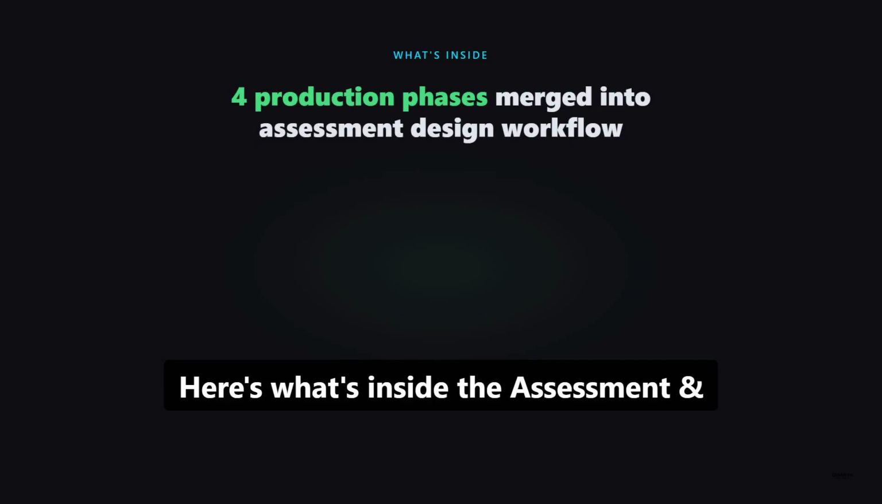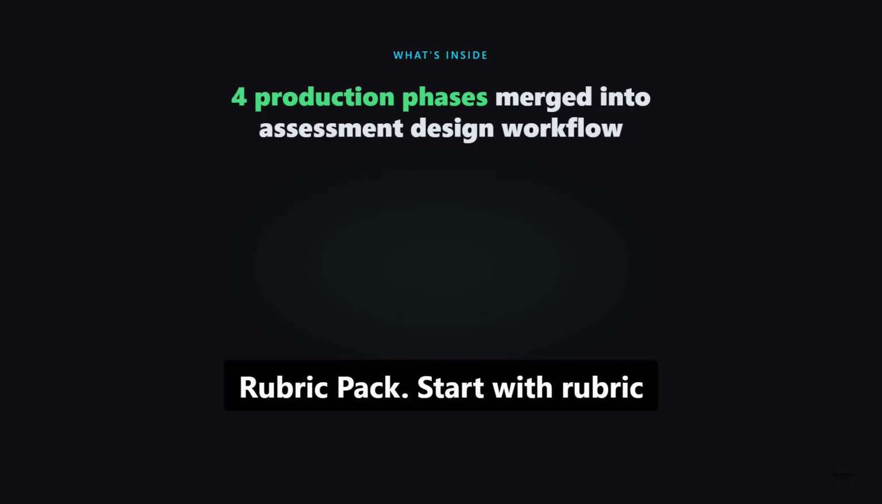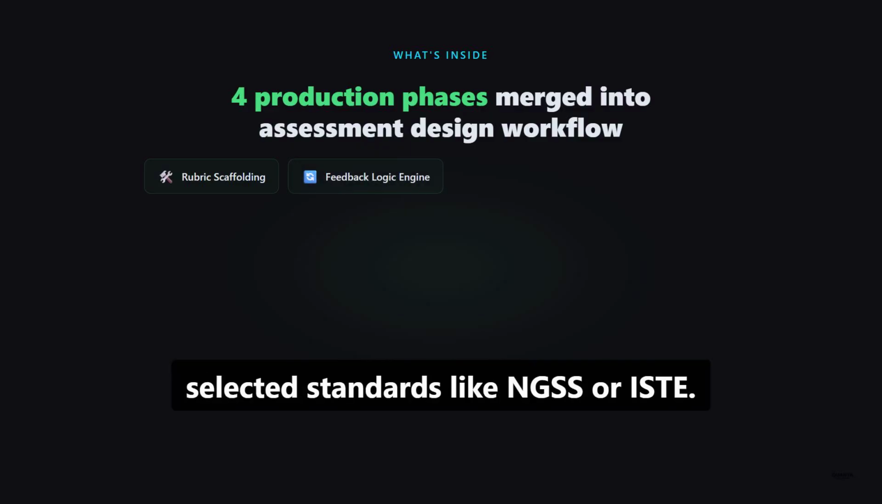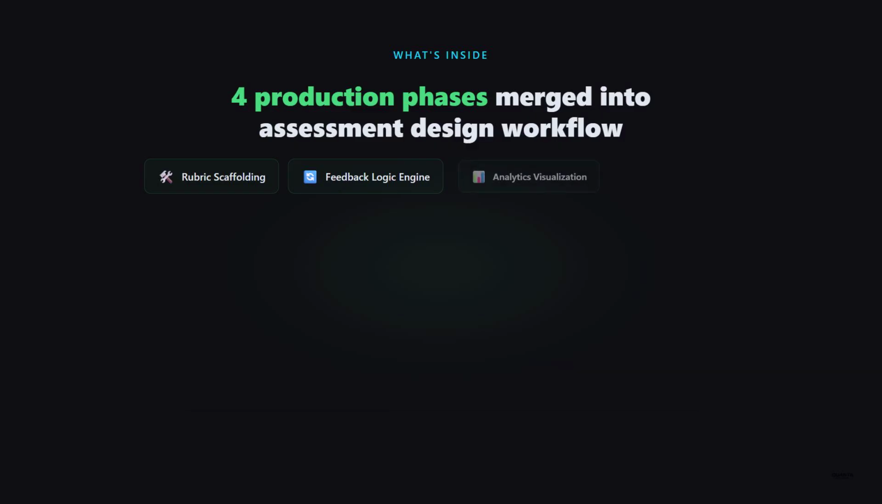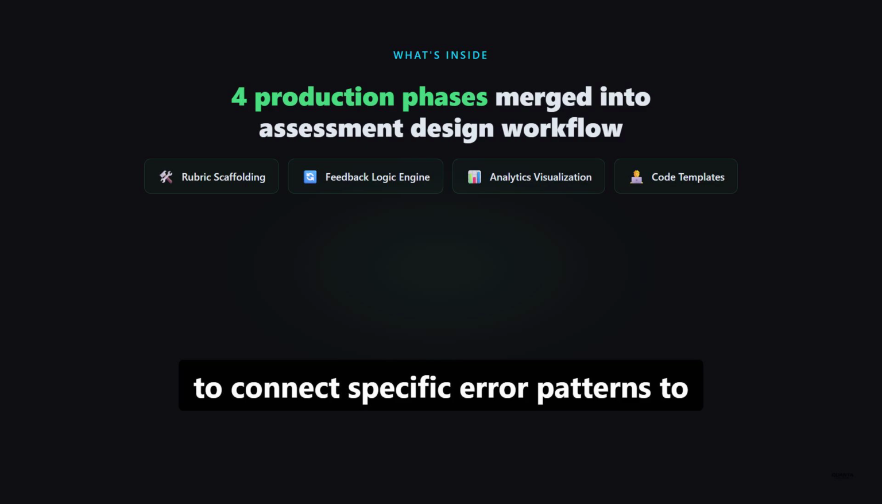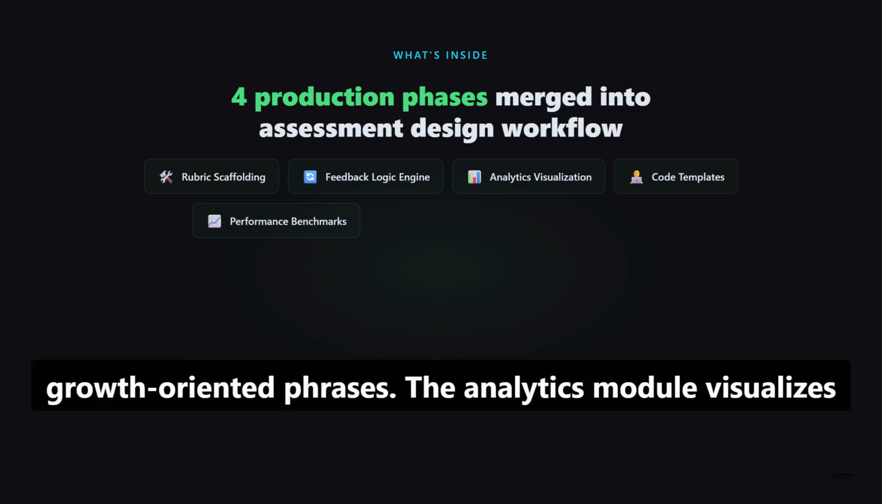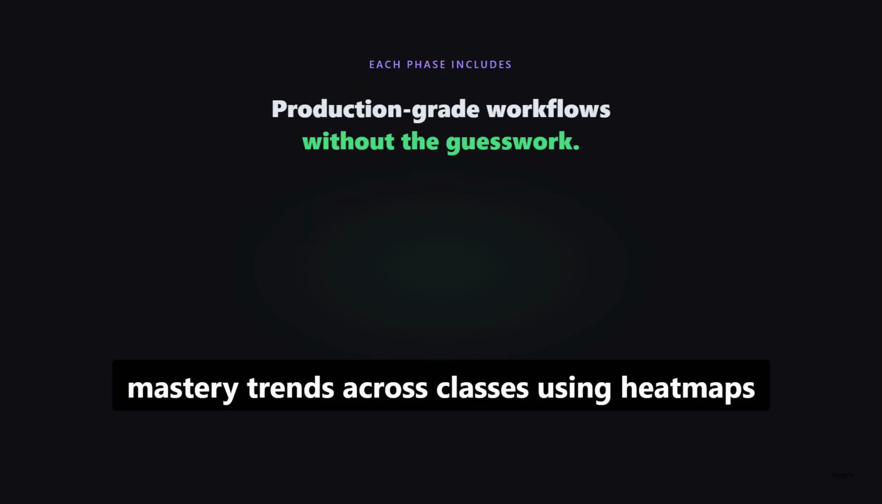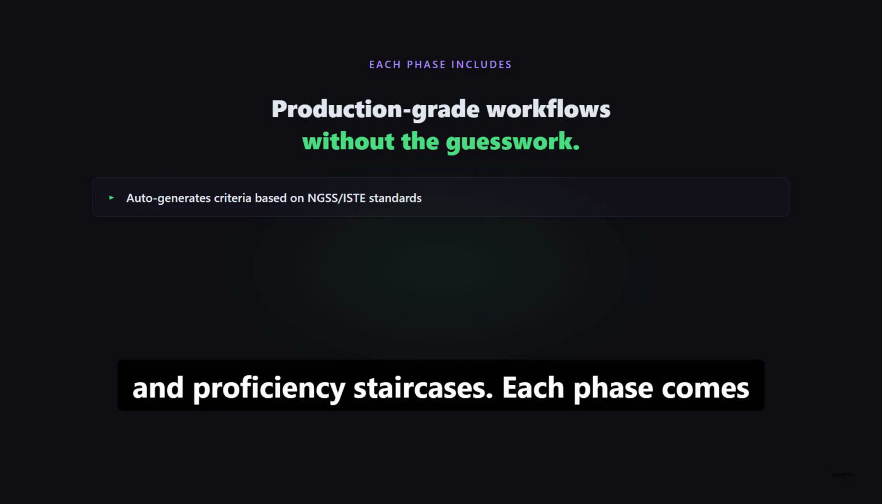Here's what's inside the assessment and rubric pack. Start with rubric scaffolding that auto-generates criteria based on selected standards like NGSS or ISTE. Then use our feedback logic engine to connect specific error patterns to growth-oriented phrases. The analytics module visualizes mastery trends across classes using heat maps and proficiency staircases.